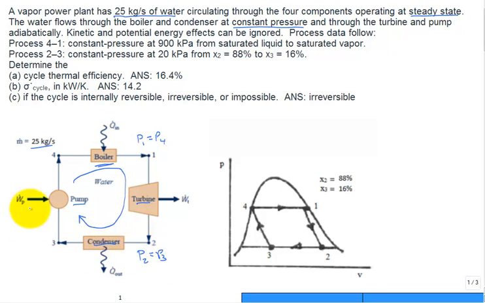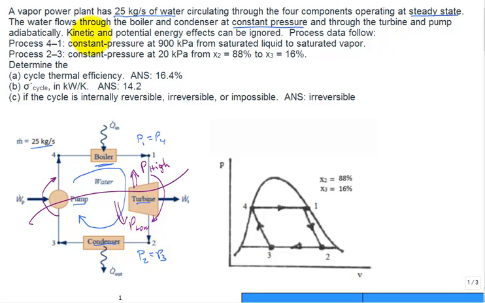So if you wanted to, a lot of times I talk about splitting the system, and this being the high pressure side, pressure high, and this being the low pressure side, pressure low. And there's a pressure gain across the pump and a pressure drop across the turbine as it expands the steam.